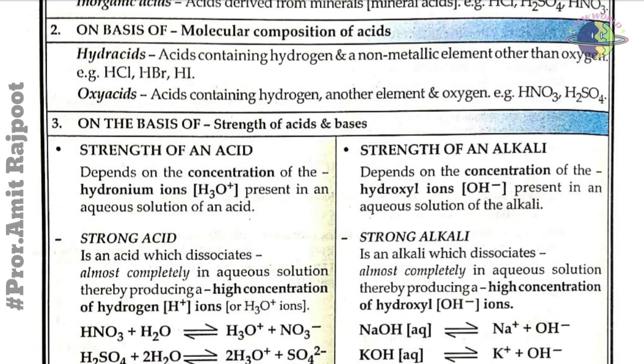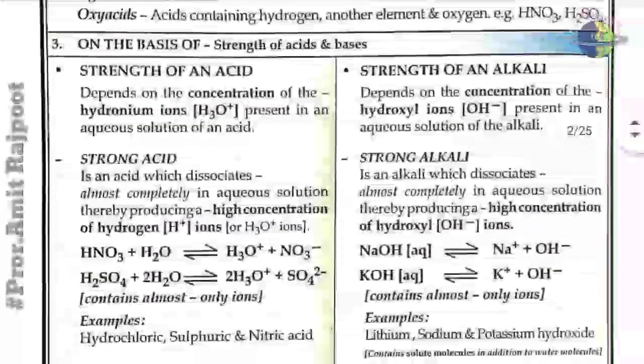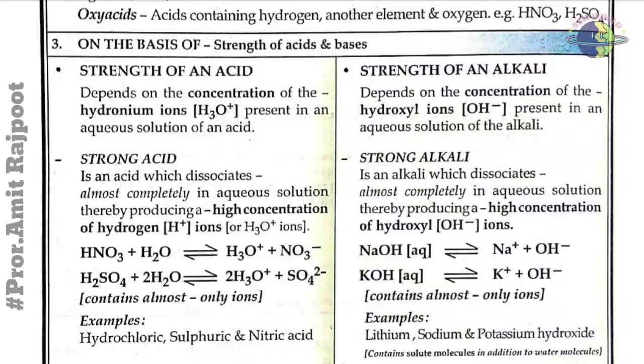The strength of an acid depends on the concentration of hydronium ions, whereas the strength of an alkali depends on the concentration of hydroxyl ions. For example, strong acids are as below. See, HNO3 when it reacts with water forms H3O+ ion plus NO3-. H2SO4 when it reacts with 2H2O gives 2H3O+ plus SO4 2-. These are known as strong acids.